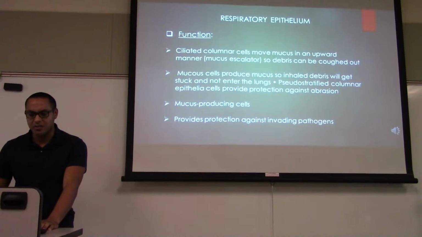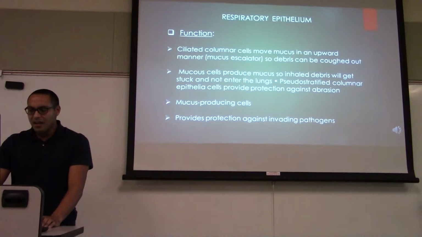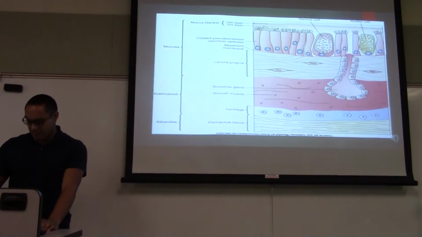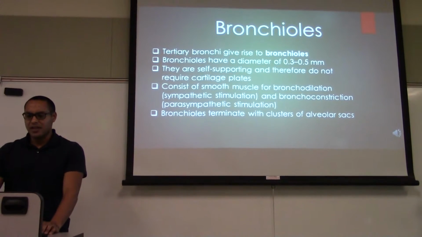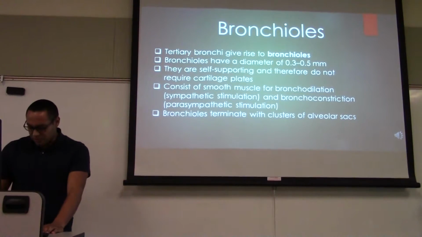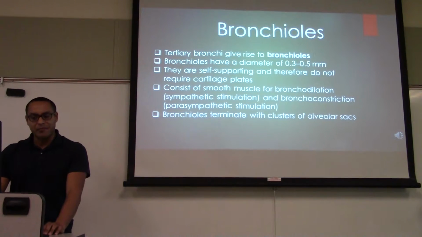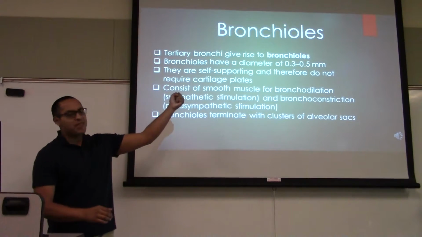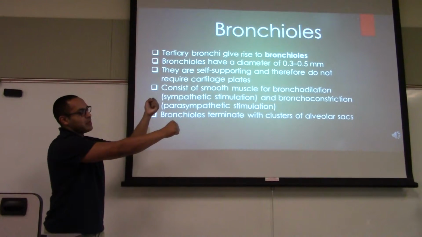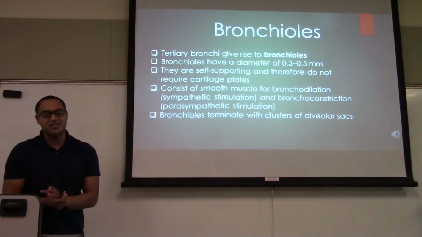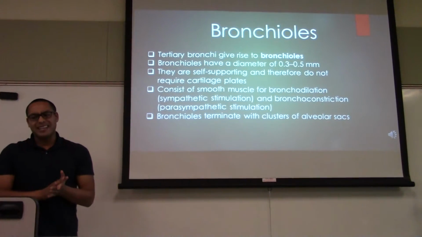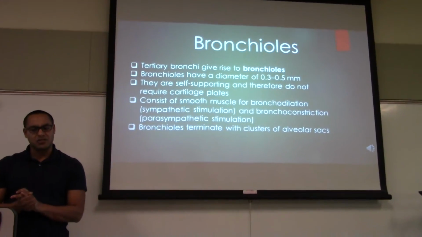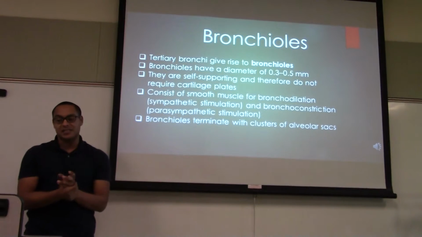Well, the stratified columnar epithelium cell provides protection against abrasions. Why? There are multiple layers. Stratified is multiple layered, okay? Bronchioles stem from the tertiary branches. A tertiary branch is just a bigger branch, and then the bronchiole comes from that. It keeps getting smaller and smaller until you get to the alveoli. The bronchiole in diameter is about 0.3 to 0.5 millimeters, and they're self-supported as well. So there's no cartilage down there, so they're self-sustained.